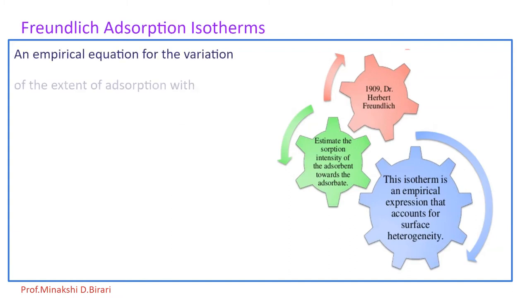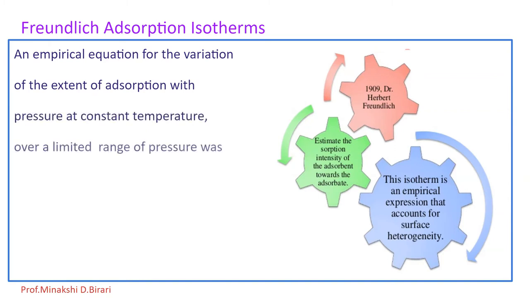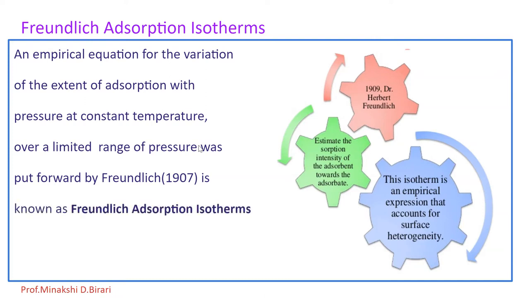An empirical equation for the variation of the extent of adsorption with pressure at constant temperature over a limited range of pressure, which was put forward by Freundlich in 1907, is known as Freundlich Adsorption Isotherm. This isotherm is an empirical expression that accounts for surface heterogeneity, and it was put forward by Freundlich in 1907.